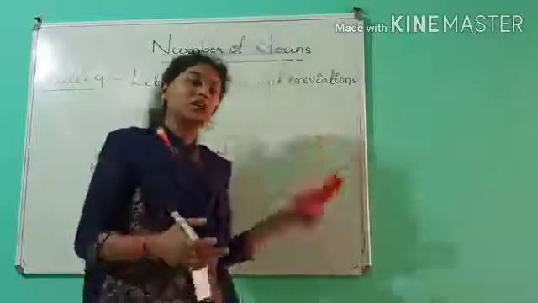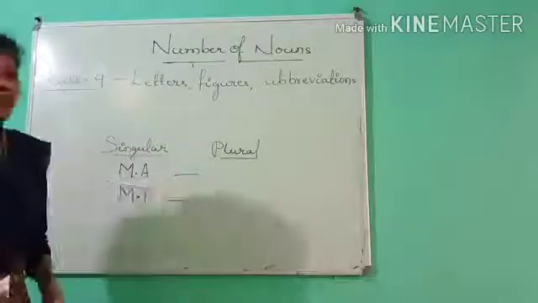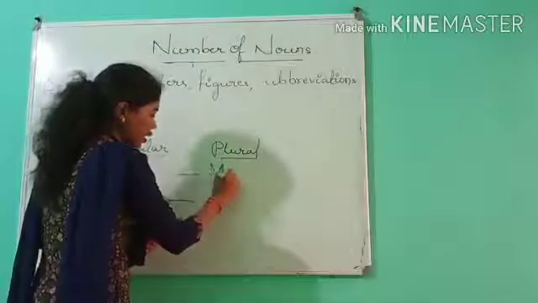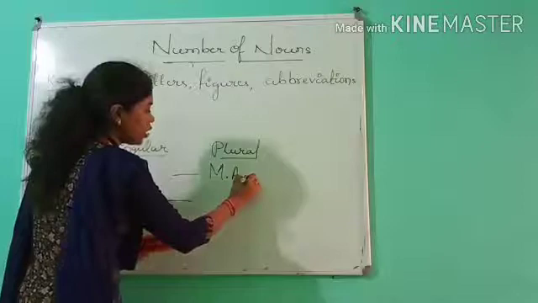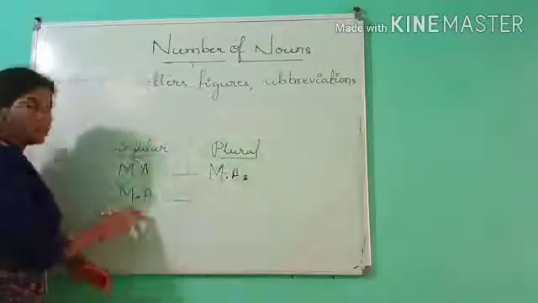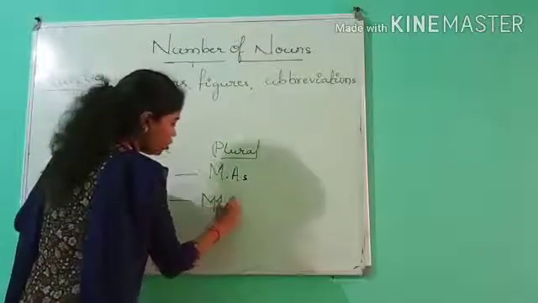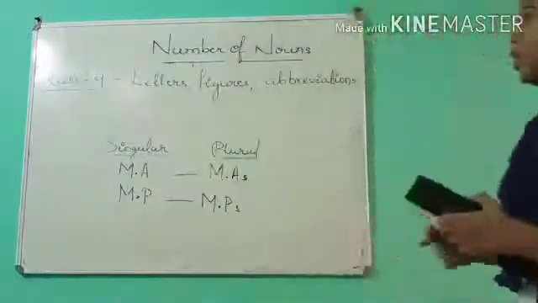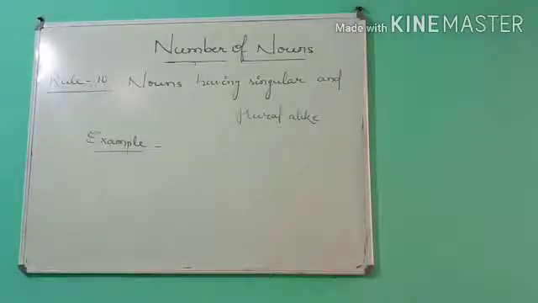So similarly, here are some words where we need to add S to make the plural form, like M.A. So what do we need to add? We need to add S to it. So M.A, the new word is M.A.S. And here M.P. Again we need to add S, right? That becomes M.P.S. So in this way, rule number 9 works, and we add S to the singular. Let us talk about the last rule, that is rule number 10.